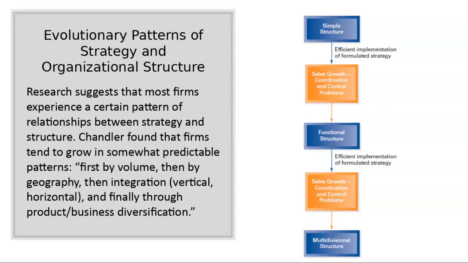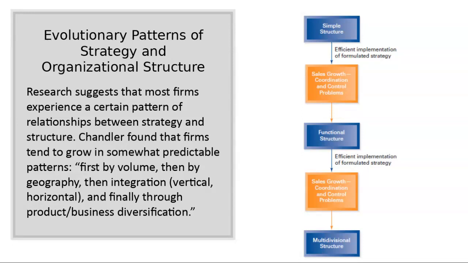And the multi-divisional structure now is when the company grows and has different divisions all over the place or maybe all over the world. So research suggests that most firms experience a certain pattern of relationships between strategy and structure. Chandler found that firms grow in somewhat predictable patterns. First, by volume, they're getting a lot of persons to buy their products. Then by geography, they're setting up different branches. Then integration, whether vertical or horizontal, they're expanding along their own value chain.